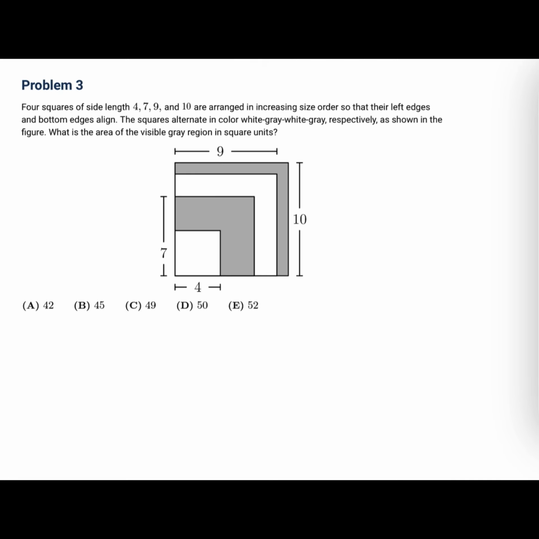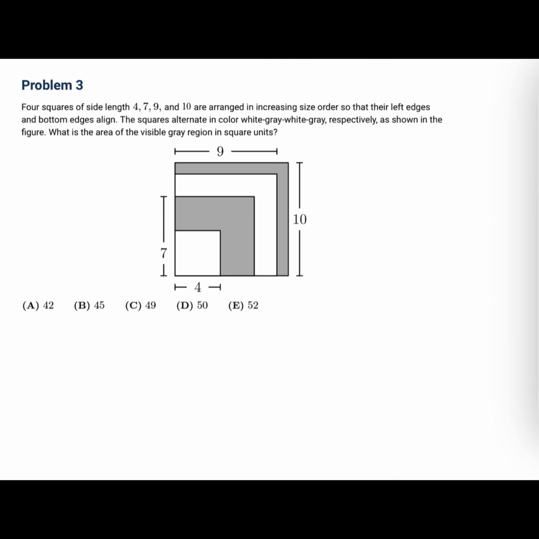Problem number 3. 4 squares of side length 4, 7, 9, and 10 are arranged in increasing size order so that their left edges and bottom edges align. The squares alternate in color, white, gray, respectively, as shown in the figure. What is the area of the visible gray region in square units?